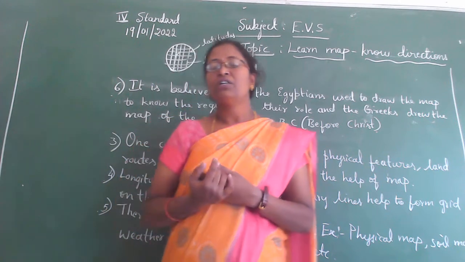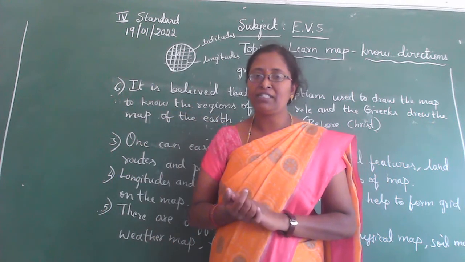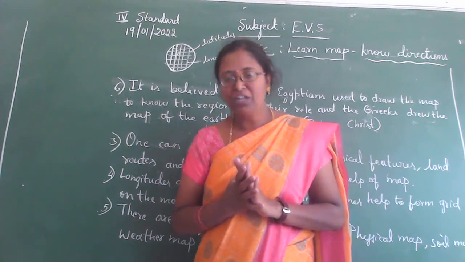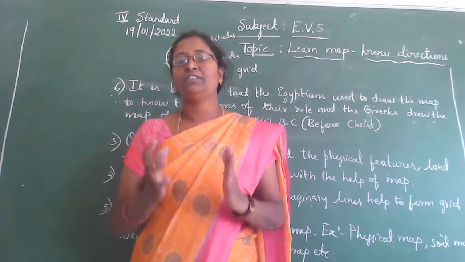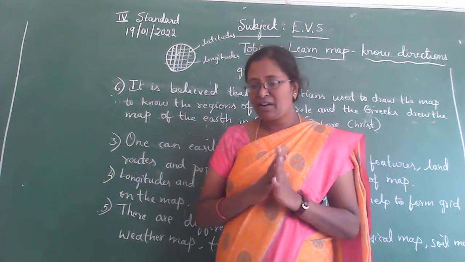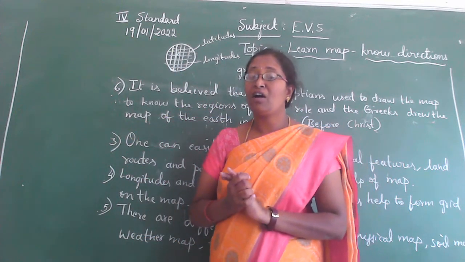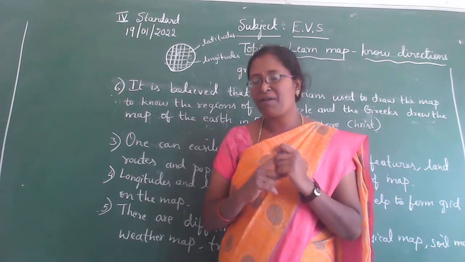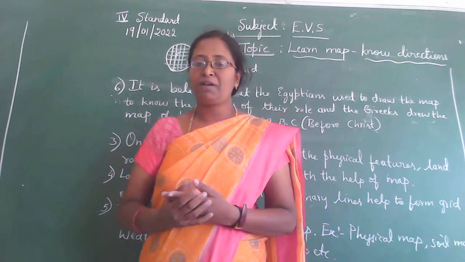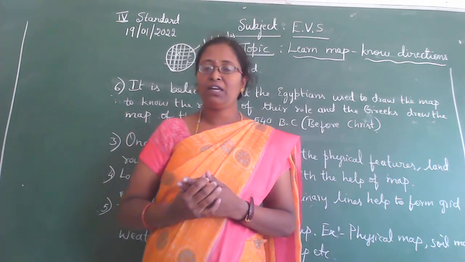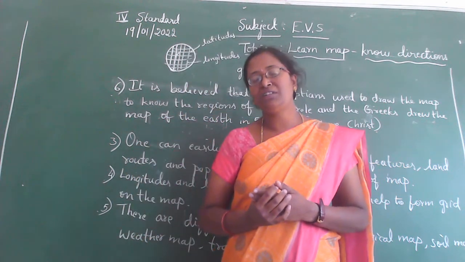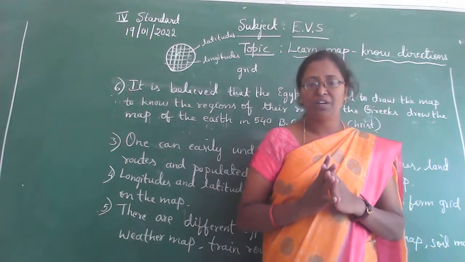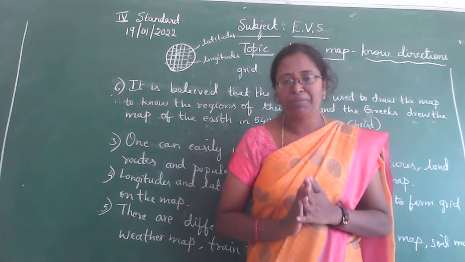Is it? So it is believed that the Egyptians used the map to know the regions of their rule. Okay, and even the Greeks, they also drew what type of map? They drew the earth map in 540 BC. Okay children, I hope you all understood what I explained today. If you have any doubt, call me. Thank you children.